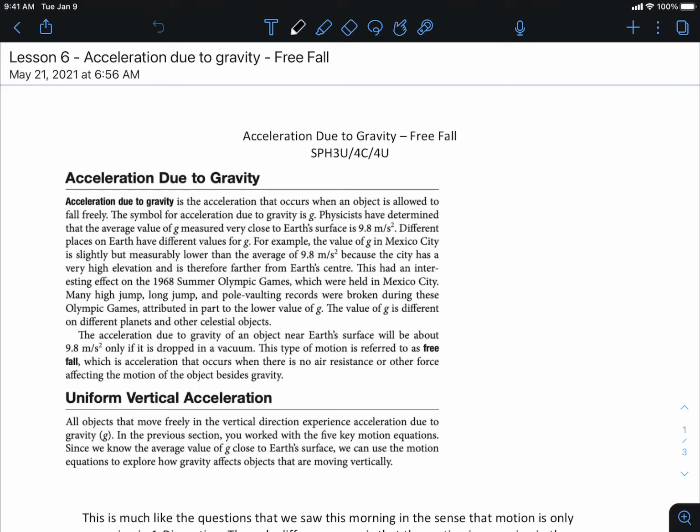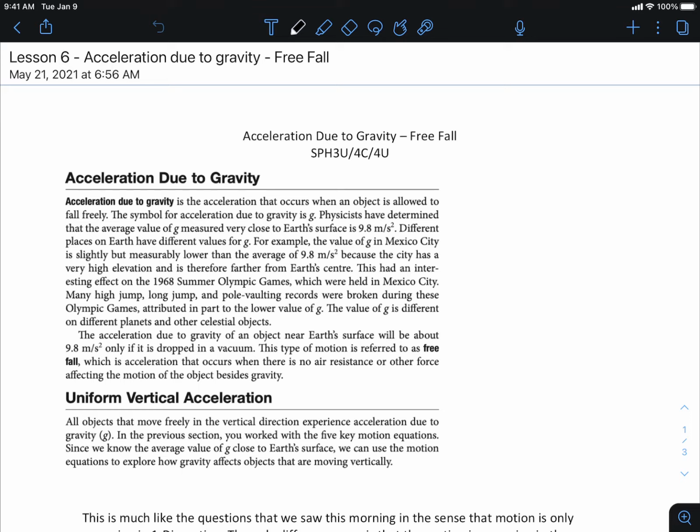All right, guys, so this is going to be what we call lesson 6. It'll be your lesson 2 for Friday, May 21st, okay? So this morning, you would have seen we dealt with five new equations, right? That allowed us to take into consideration when an object is accelerating, okay?